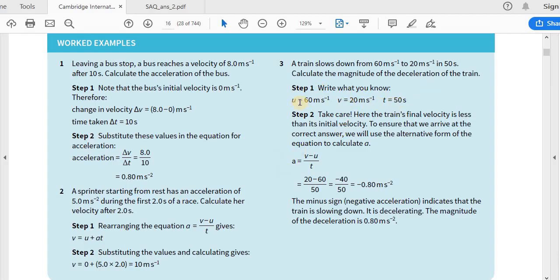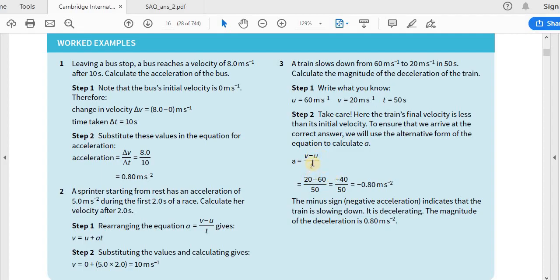You write the quantities that are given, and also the quantity you are supposed to find. So a equals question mark, but it is not just the a, they are asking for the deceleration. Based on what you have written here, you know which equation to use. You know v, u, and t. U is 60, v is 20, and the time for that change in velocity is 50 seconds. Then you are supposed to find the acceleration.